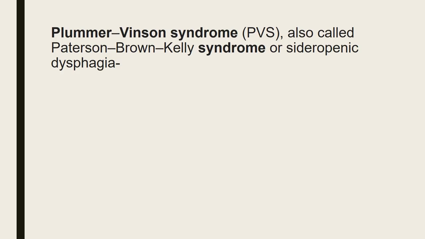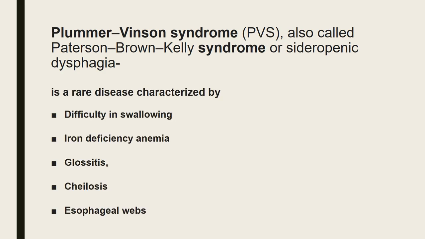Plummer-Vinson syndrome. It is also called Paterson-Brown-Kelly syndrome or sideropenic dysphagia. It is a very rare disease. It is characterized by difficulty in swallowing, iron deficiency anemia, glossitis, cheilosis, and esophageal web. So, if the child is having all these characteristic features, glossitis, cheilosis, esophageal web, difficulty in swallowing with iron deficiency anemia, you have to rule out PVS.